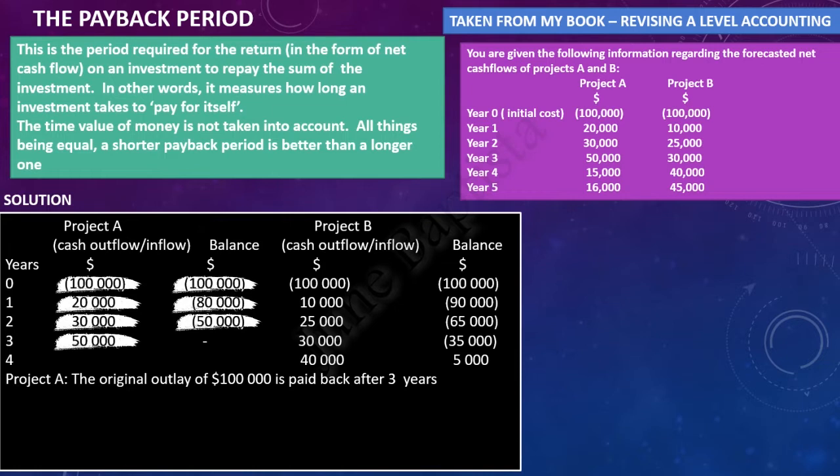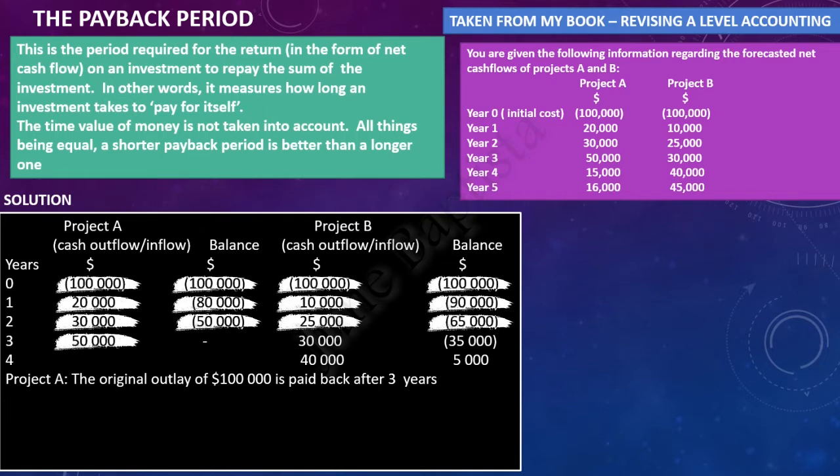Let us look at Project B. In year 0, there is a cash outflow of $100,000 when the Project B was paid for. In year 1, with a cash inflow of $10,000, the balance is now $90,000. In year 2, with a cash inflow of $25,000, the balance is now $60,000. In year 3, with a cash inflow of $30,000, the balance is now $35,000. In year 4, with a cash inflow of $40,000, we now finally have the project paying for itself.